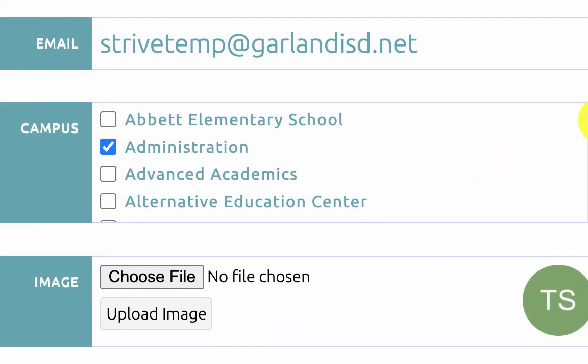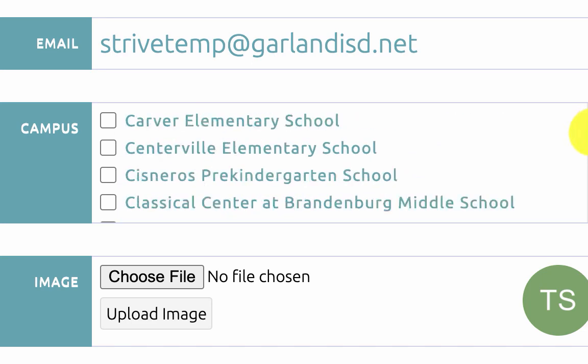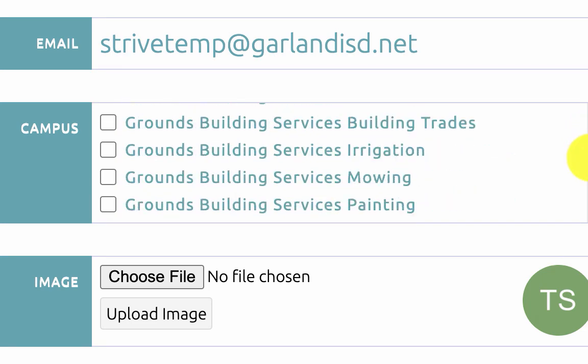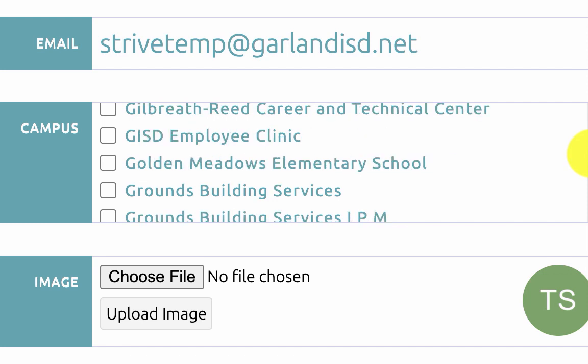They have to have at least gone in one time and set their location. So if you are at a campus, then they will pick Beaver Technology. If they are in an office or a department, then they'll pick the budget department, so on and so forth. Do not pick your area. You have to pick your location. So a campus location or a department location, okay?